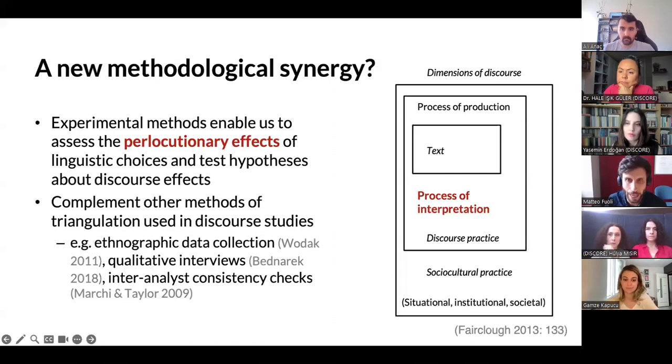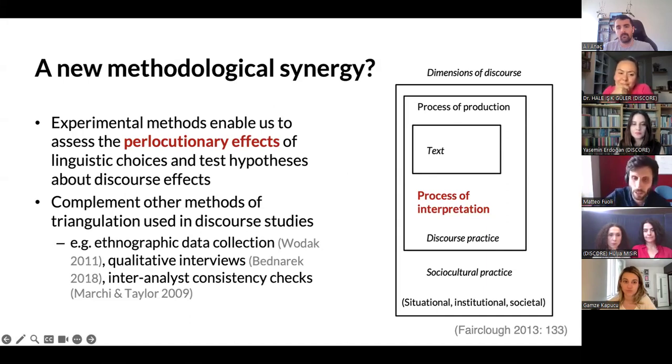Now, I am advocating for the use of experiments as an additional source of evidence. But of course, there are other methods that can be used to achieve a similar goal, including ethnographic data collection, qualitative interviews, and to some extent also having multiple analysts look at the same set of data.